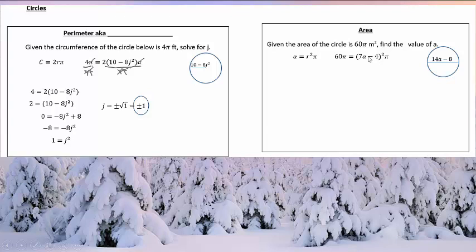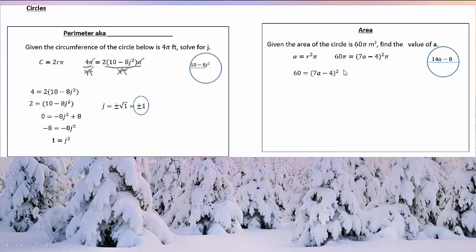I'm going to treat this just like the circumference problem. I see a pi on each side. I can divide that pi off. My new problem now is 60 equals the quantity 7a minus 4 squared. This is similar to the square problem back a couple videos ago.